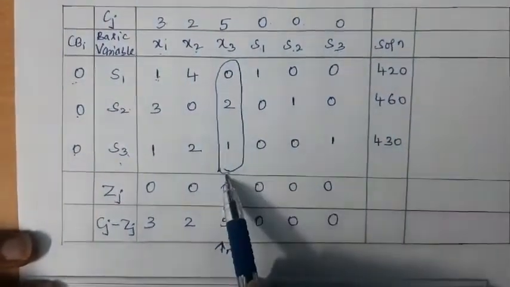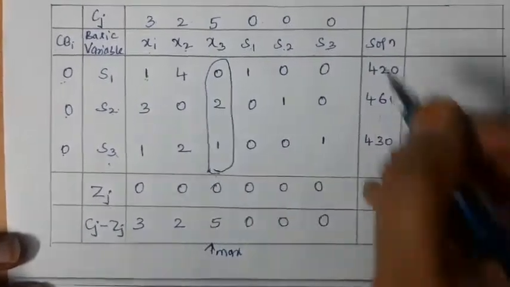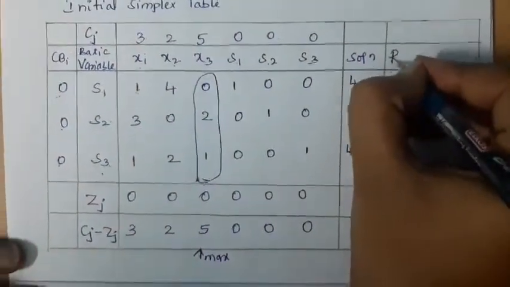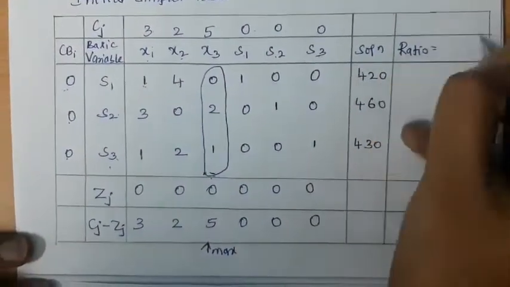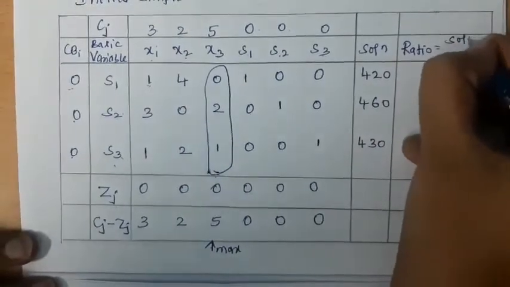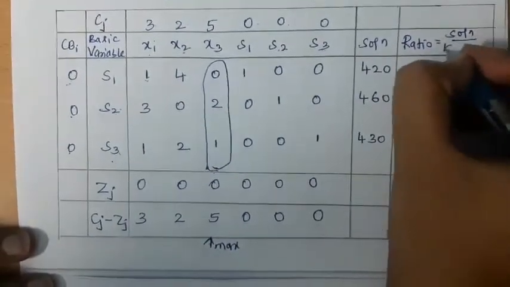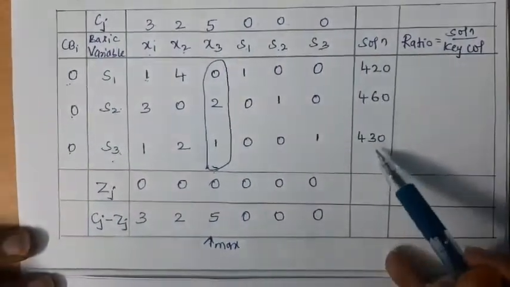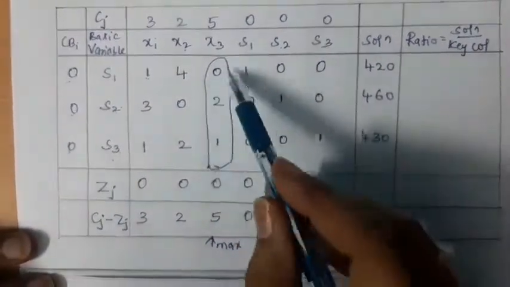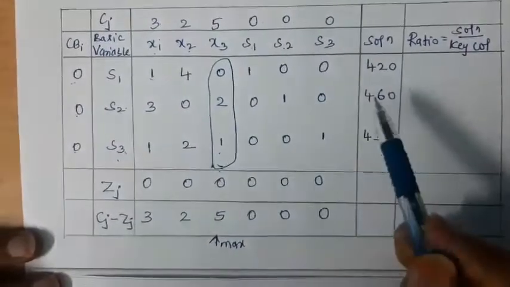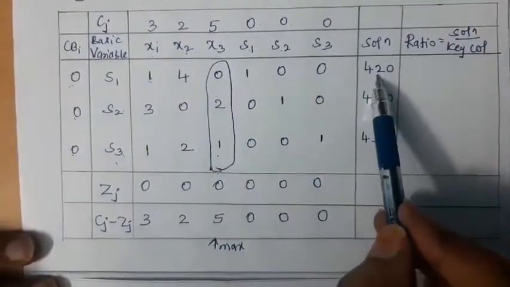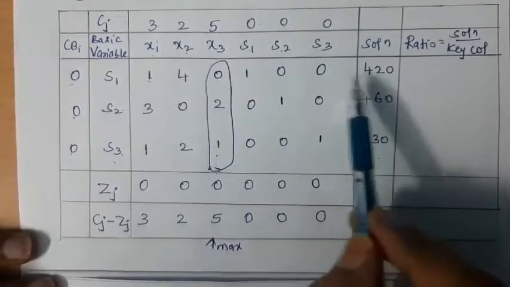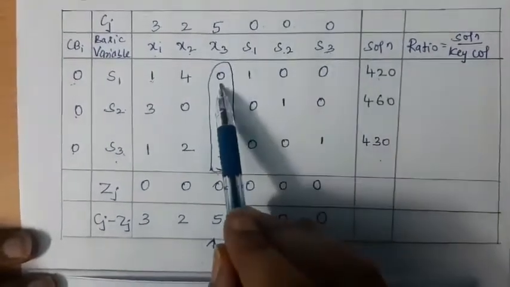So after finding the key column, immediately we need to find the ratio. So to find the ratio, the formula is solution divided by key column. Okay. So we have solution values and now we have found the key column. Now we need to divide it. That is solution divided by key column. So here 420 divided by 0.